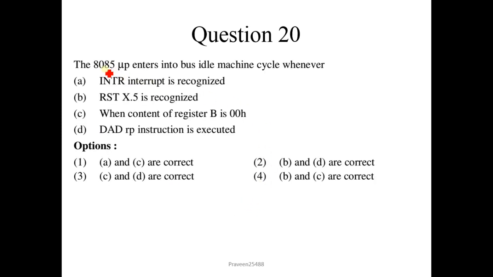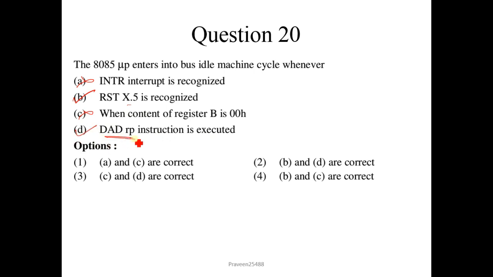Question number 20. The 8085 microprocessor enters into a bus idle machine cycle whenever an INTR interrupt is recognized. This is not correct. RST X.5 is recognized. Here X represents 7, 6, 5, so 7.5, 6.5, 5.5. So this is correct. When the content of register B is 00, this is not correct. When the DAD instruction, which is double addition of a register pair, is executed, this is also correct.